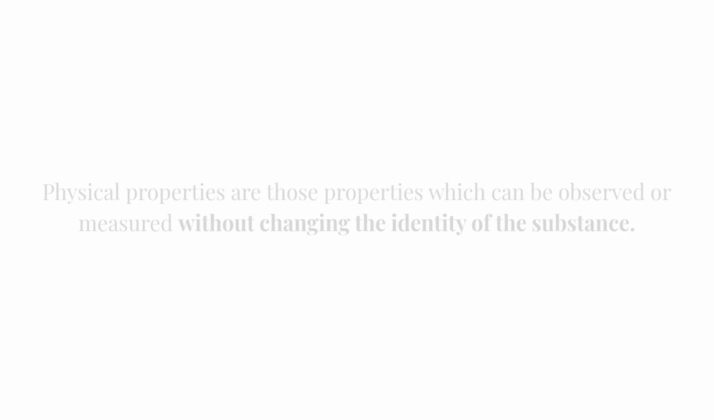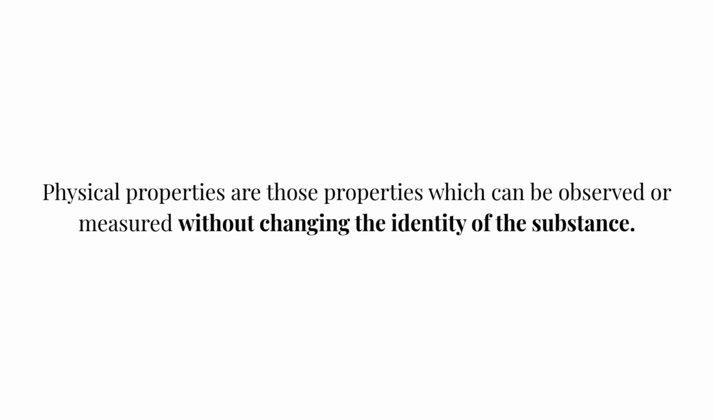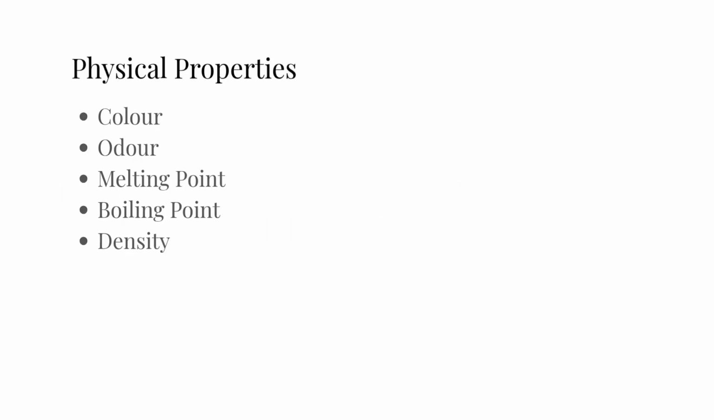Now let us understand physical properties. Physical properties are those properties which can be observed or measured without changing the identity of the substance. Some common examples of physical properties are color, odor, melting point, boiling point, and density. Let's understand this with examples.